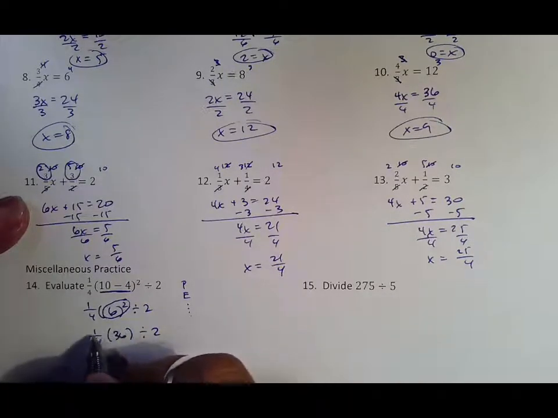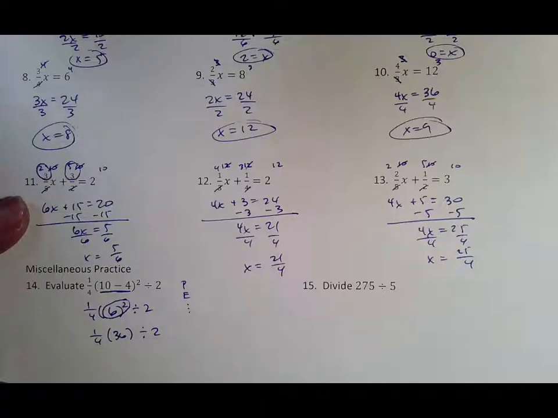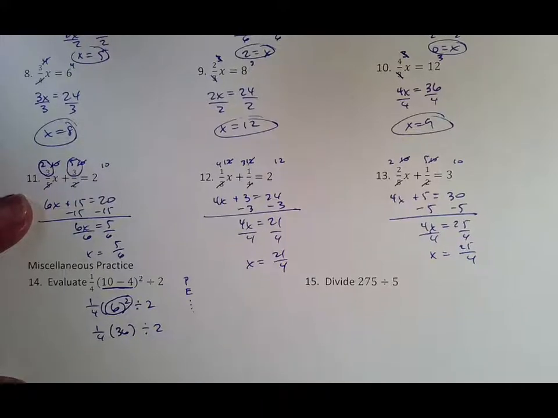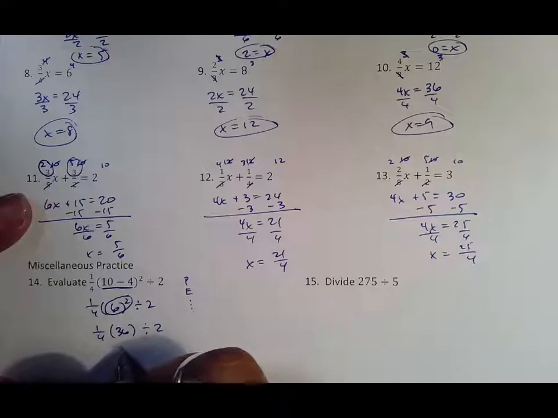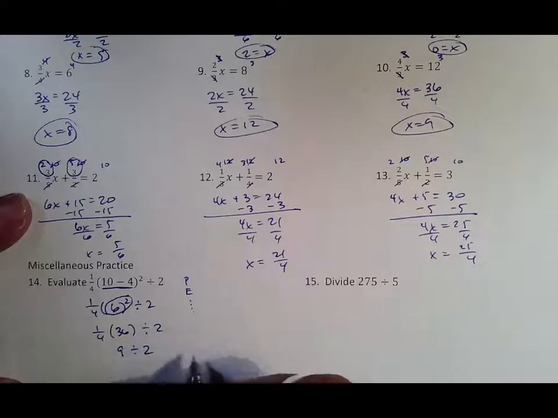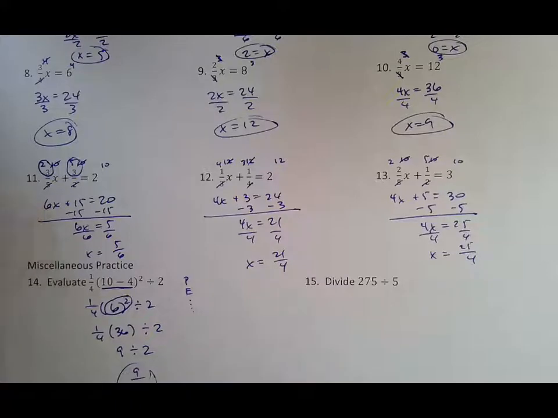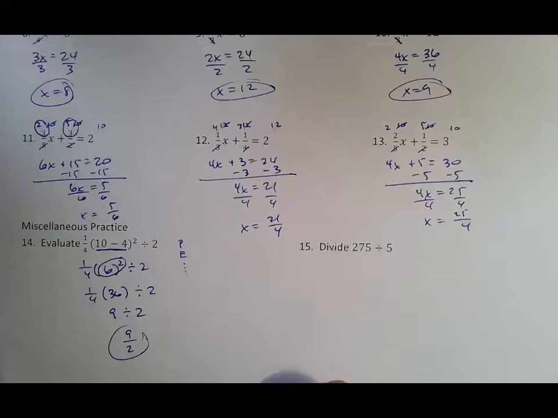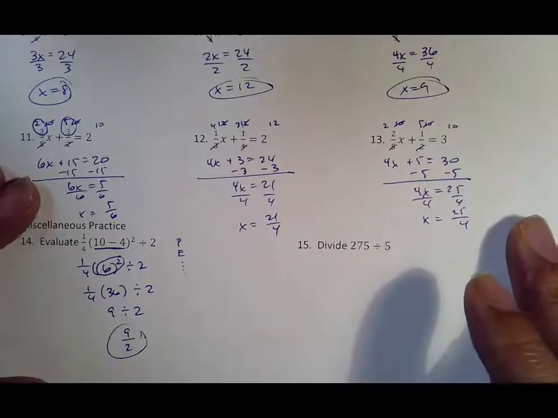36 divided by 4, because remember, anytime you multiply by 1/4, you're just dividing by the bottom. So 36 divided by 4 is 9. And that just messed you up. 9 over 2 is our answer. There's nothing we can do on that. That won't be on your assessment that way, but it's just how it worked out.